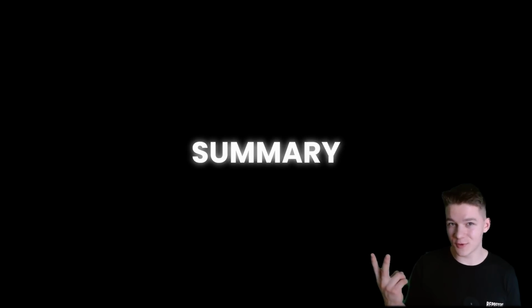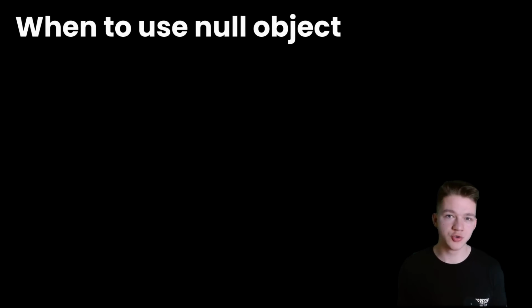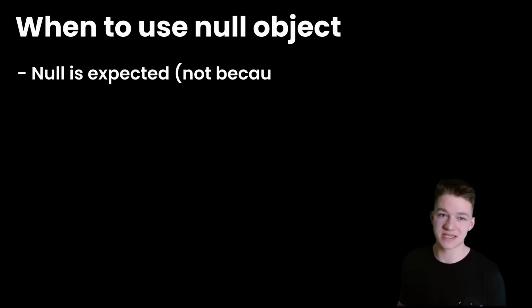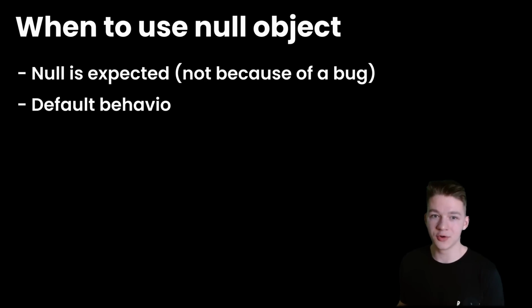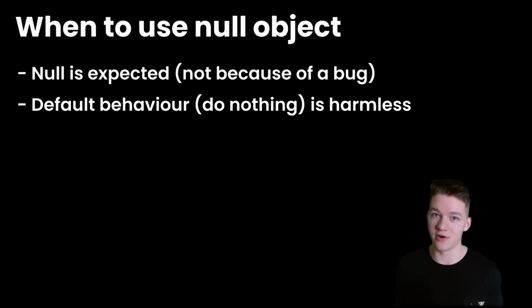Let's now take a look at a quick summary, and then I have two more examples for you, which seem like they are using the null object pattern, but they are not really using it in the classic way, where we are creating a new class. In short, when should you use the null object pattern? I think it is safe to use it when the null value is expected, and the default behavior, which means it's not going to do anything, is harmless.